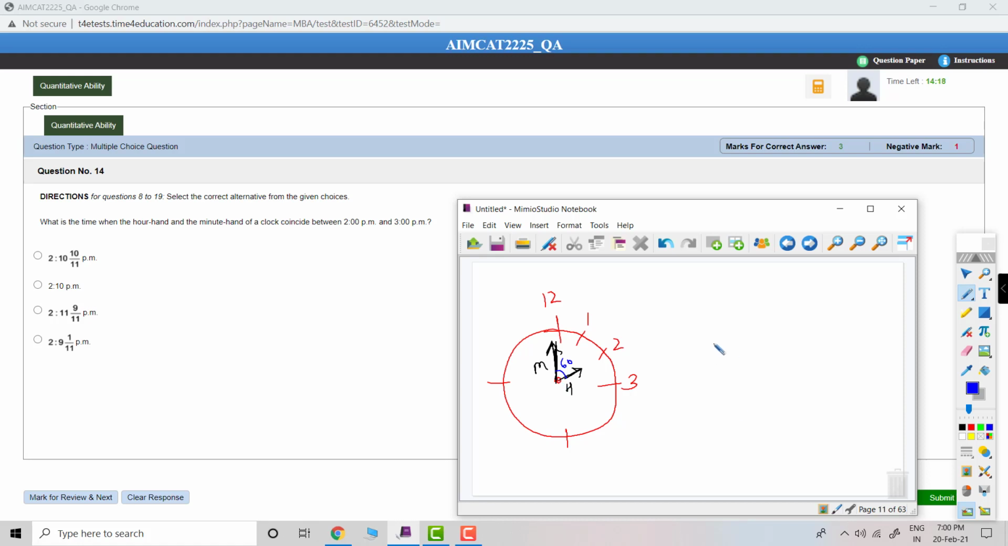Everyone knows the speed of the minute hand is 6 degrees per minute, and the speed of the hour hand is half a degree per minute. They travel in the same direction. So the time required for the meeting is the distance between them, 60 degrees, divided by the relative speed, 11 by 2 degrees per minute. Both hands will meet after 120 by 11 minutes, that is equal to 10 by 11 minutes.